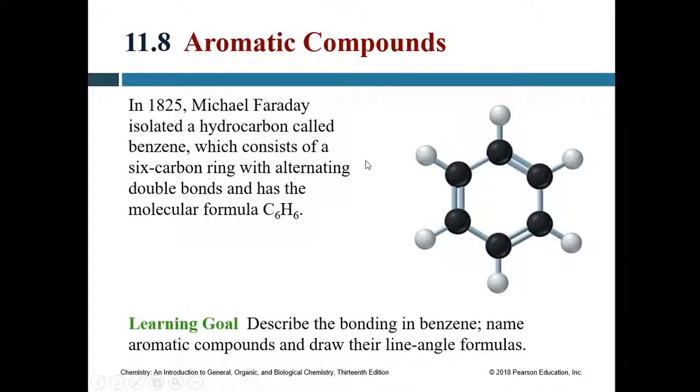Section 11.8 Aromatic Compounds. In 1825, Michael Faraday isolated a hydrocarbon called benzene, which consists of a 6 carbon ring with alternating double bonds and has a molecular formula of C6H6. He isolated this as he was studying some of the lamps that were lighting the roadways in England.